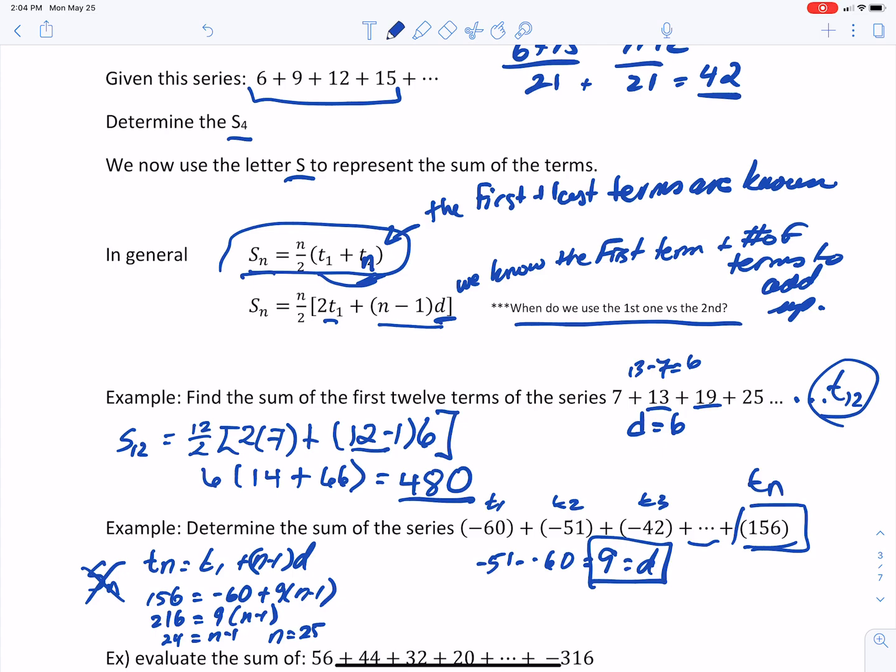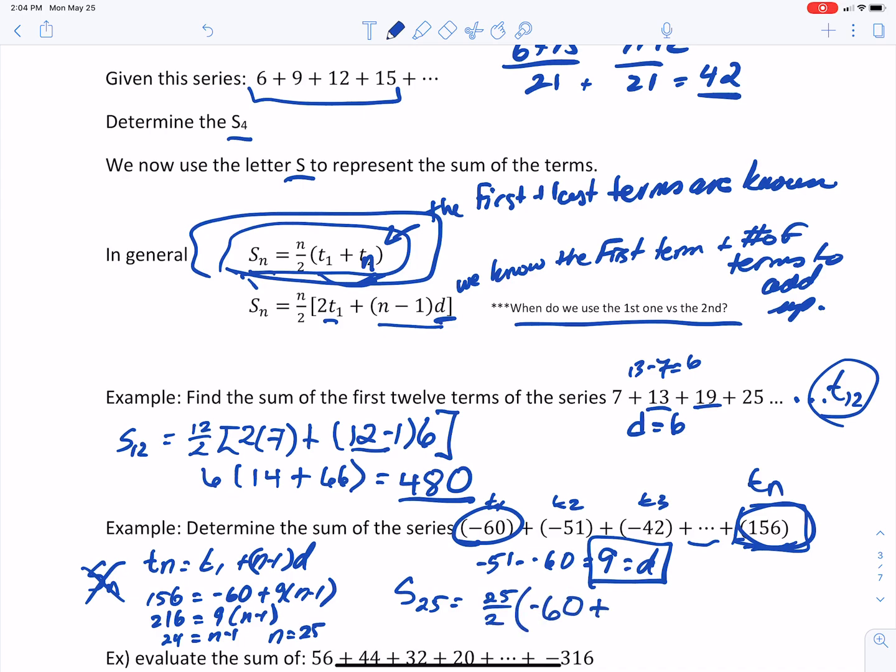Now I know what n is. I've got the first term, I've got the last term, so I'm going to choose this formula here. So the sum of 25 terms is 25 over 2 times term 1 plus term n. And if I do that calculation, I got 1200. And that's my sum.